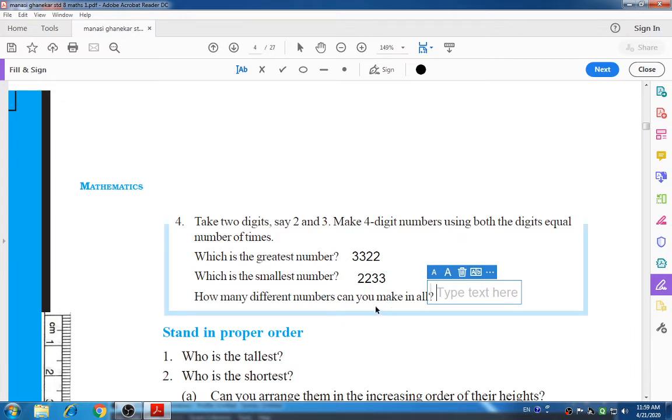Okay, so you have to solve this in your notebook, and if you have any query you can ask me. Okay, listen carefully. When school reopens, I'm going to check your notebooks, and you have to try this exercise in your notebook.